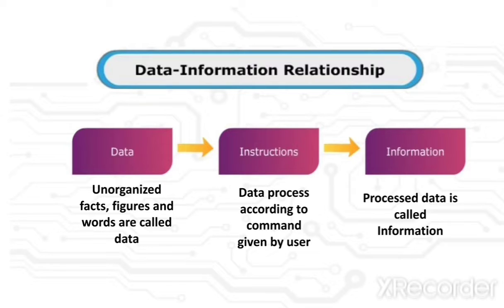Unorganized figures, facts and words are called data. Data processed according to the commands that are given by the user is called information. So first data will be processed according to the instruction, and after processing, your data will be converted into information. This is the data information relationship.